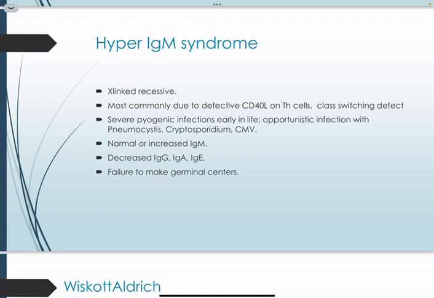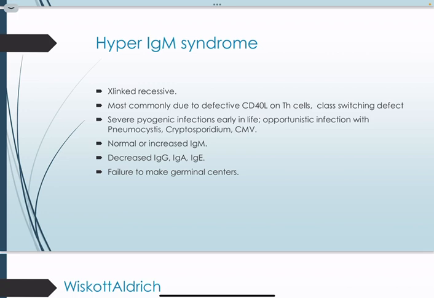What does class switching mean? This interaction will tell the B cell that you need to switch not only to IgM, but to produce other forms of immunoglobulins like IgG, IgA and IgE. Okay? Did we understand? Those patients with hyper-IgM syndrome, they have a problem with this interaction.